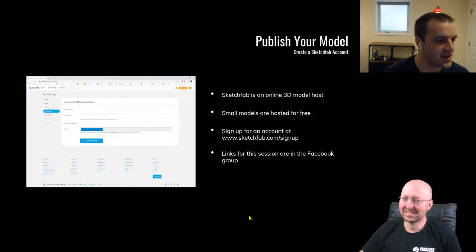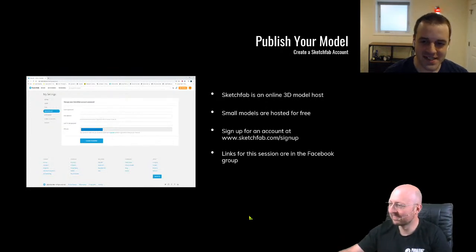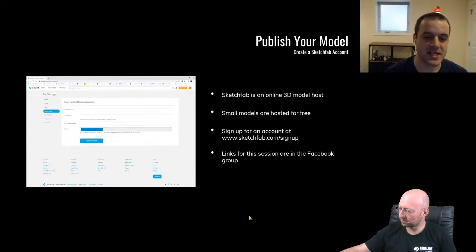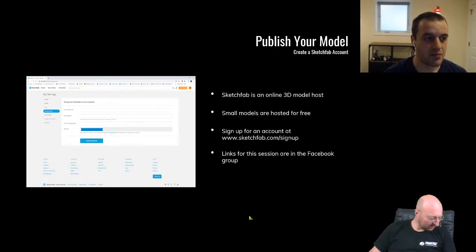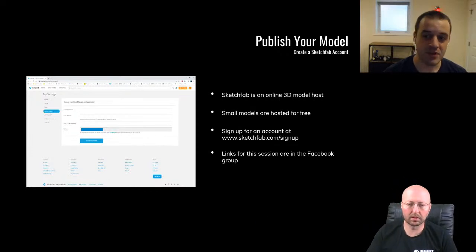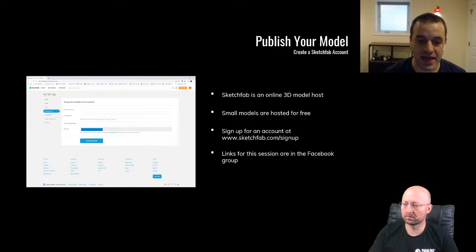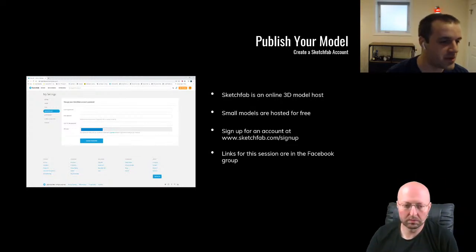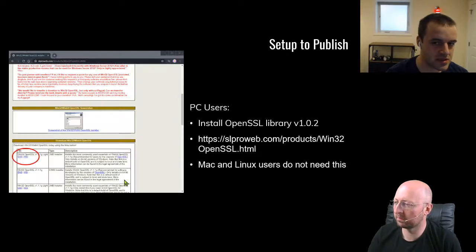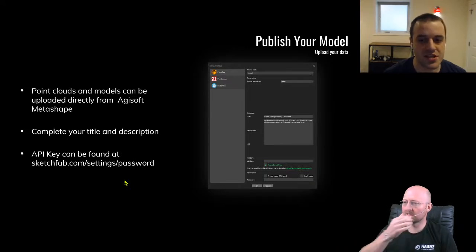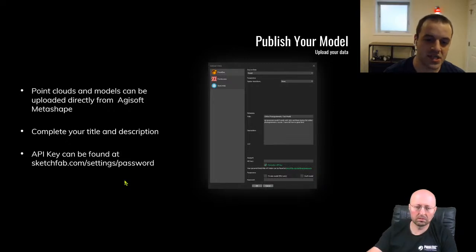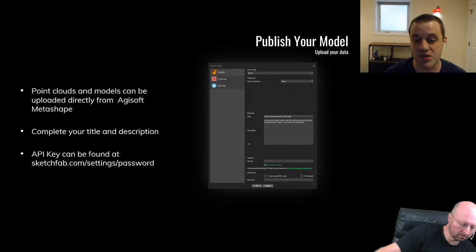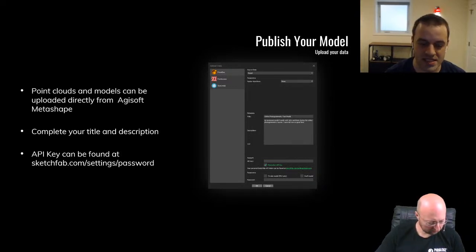Of course. Okay, so we've got our Sketchfab account set up, and we've got the OpenSSL library installed. We should be basically set up to publish the models that we've created. Fortunately, we can do that directly from inside of Metashape, provided that we have what's called an API key. The API key is essentially like a password for the computer. It contains your username and password data so that you can publish directly to your account without entering those pieces of information.